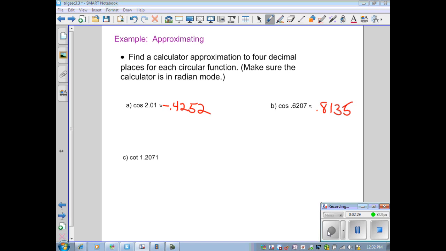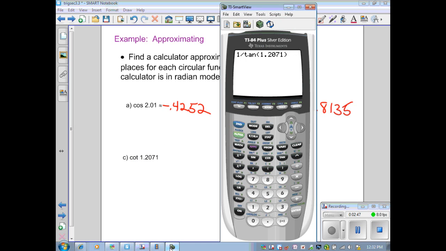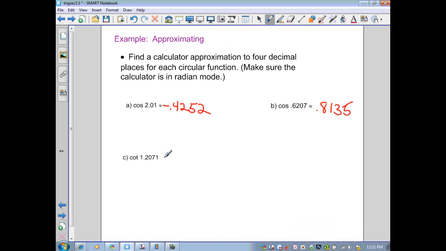Example C has me finding cotangent of 1.2071 radians. 1.2071 is going to fall between 0 and 1.57. Therefore, this is going to be in quadrant 1. Cotangent is going to be x over y, and that would be positive over positive, so my solution should be positive. And when I enter this into the calculator, I should get an approximation to be 0.3806.